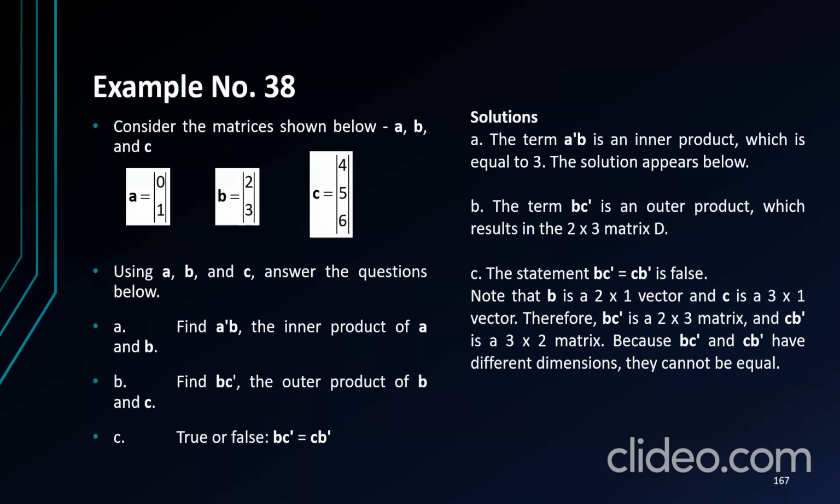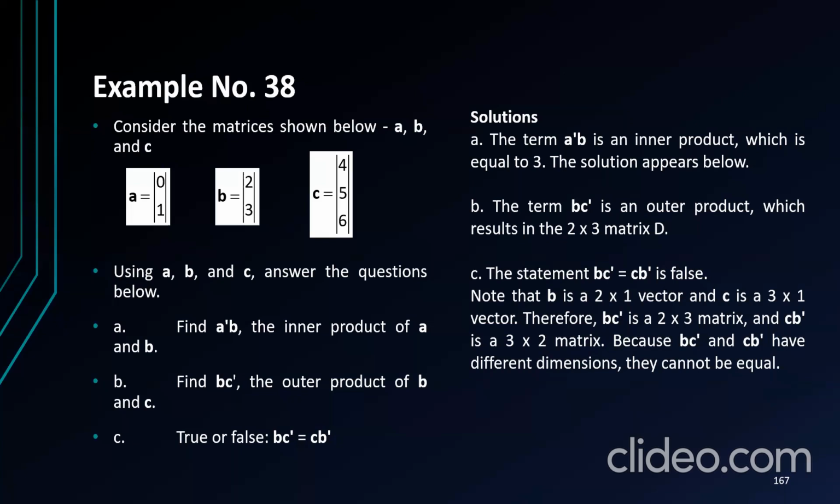Okay, example number 38. Consider the matrices shown below A, B, and C. A is 0, 1, B is 2, 3, C is 4, 5, 6. Ito yung mga vectors. Using A, B, C, answer the question below. Find A prime B, the inner product of A and B. And B, find B C prime, the outer product of B and C. Okay, true or false? B C prime is equal to C B prime.